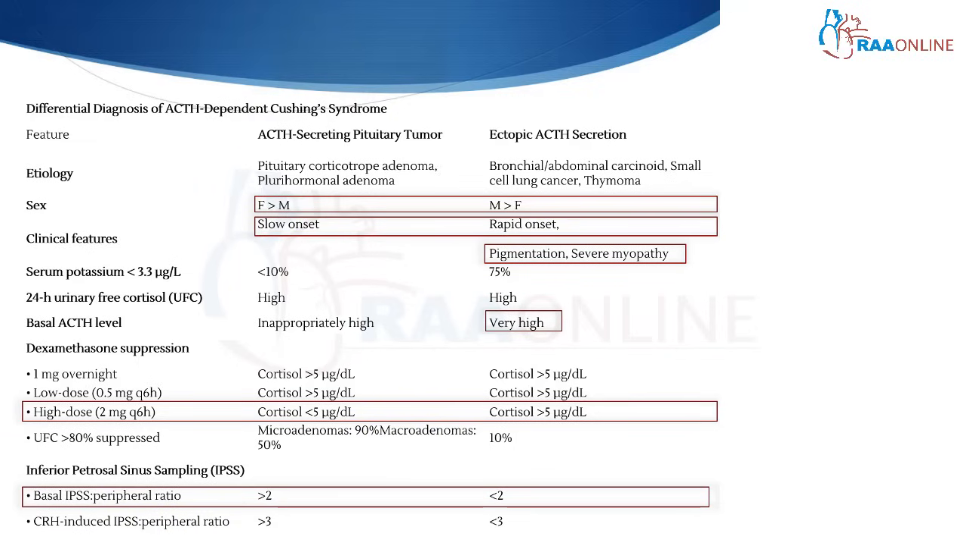And finally, when you are still in doubt, you do inferior petrosal sinus sampling and look at the petrosal to peripheral ratio. It has to be more than 2 at baseline and more than 3 post CRH for us to say this patient has a pituitary Cushing's.